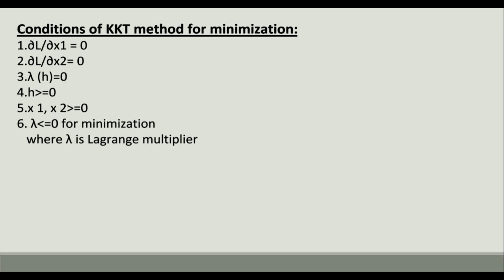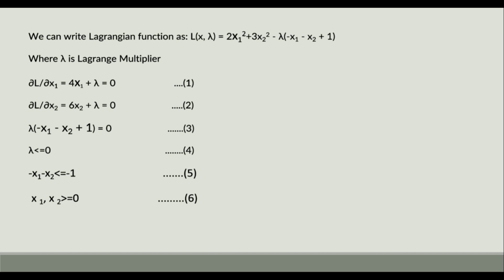The main important thing here is that lambda should be less than or equal to 0 for minimization, where lambda is the Lagrange multiplier. Next, we can write the Lagrange function as L of x comma lambda equals the objective function minus lambda times the constraint. That is 2x1 square plus 3x2 square minus lambda into minus x1 minus x2 plus 1. So dou L by dou x1 equals 4x1 plus lambda equals 0, and dou L by dou x2 equals 6x2 plus lambda equals 0.